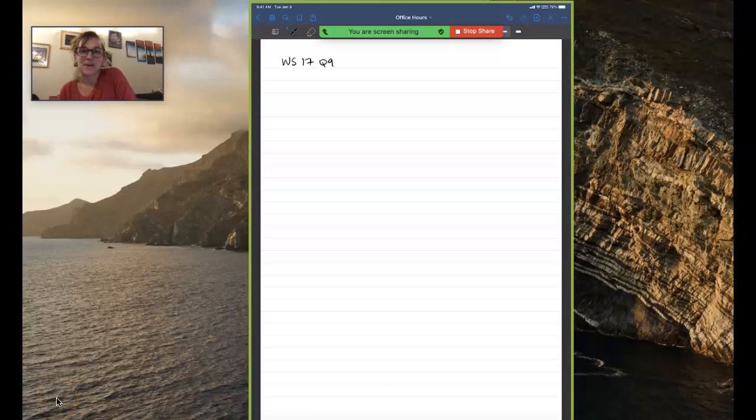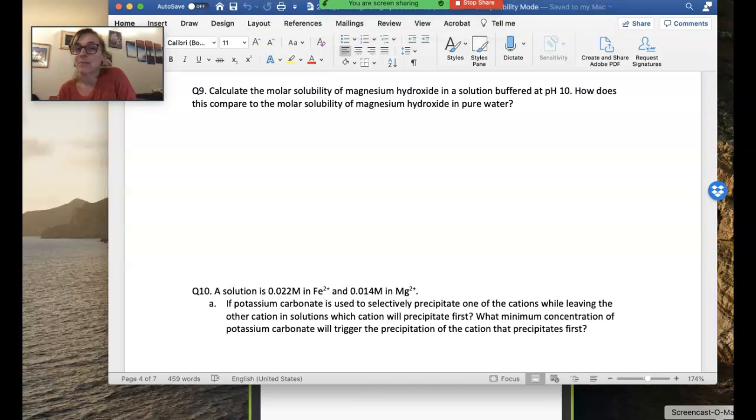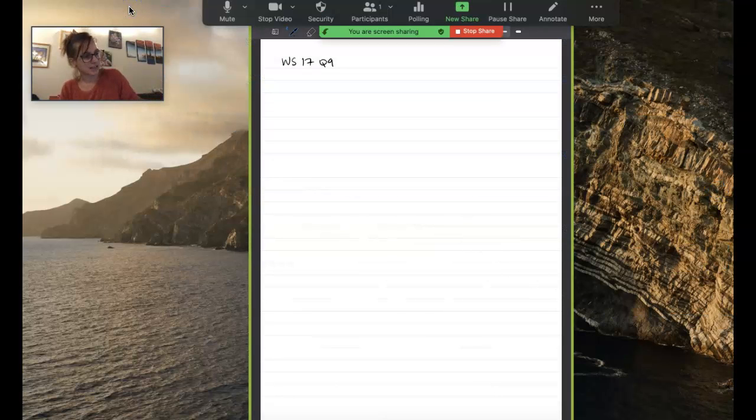Hi everyone, I wanted to work a problem from work session 17, question 9. The question states to calculate the molar solubility of magnesium hydroxide in a solution buffered at pH 10. How does this compare to the molar solubility of magnesium hydroxide in pure water? Alright, so I wanted to do the calculation in pure water first.